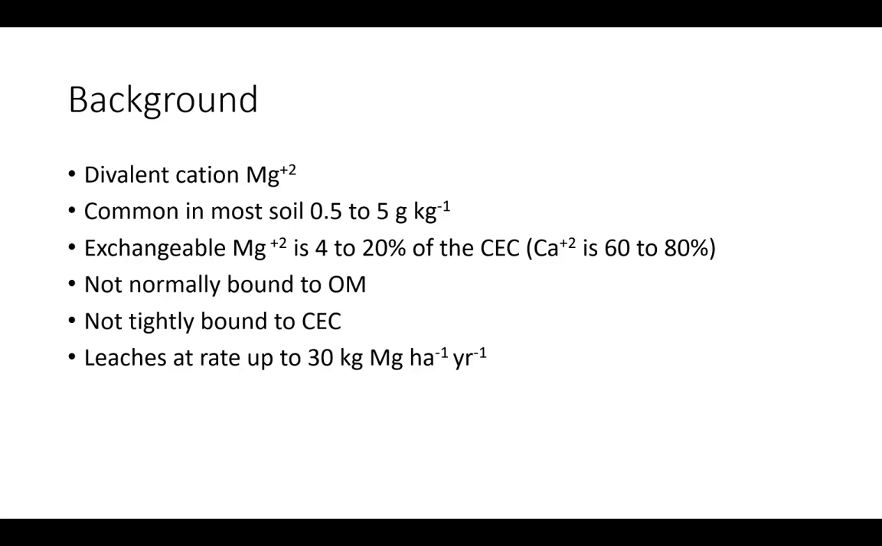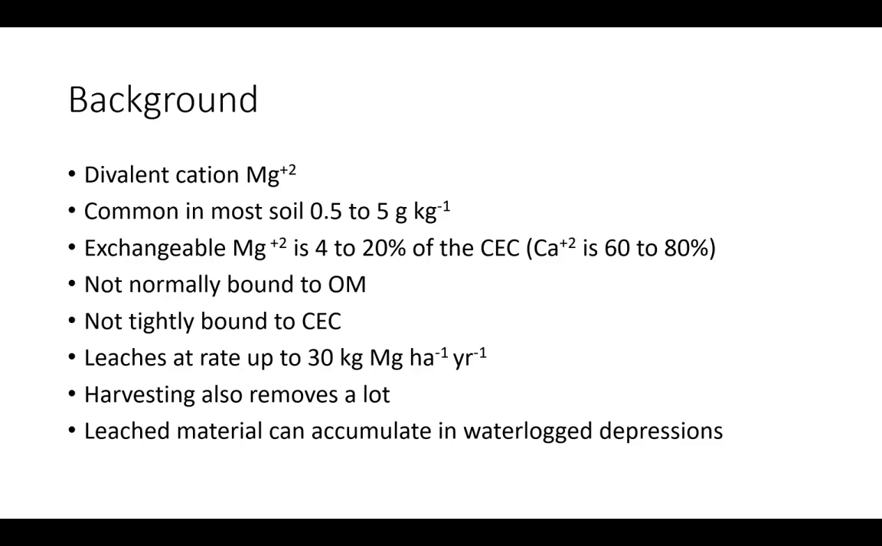It can leach at the rate of up to 30 kilograms per hectare per year. Now, when we think about it, it seems like a large amount because that's getting into the groundwater and doing other things. Magnesium is very important and it's very soluble. Harvesting plant material for consumption also removes a lot of magnesium. One of the interesting things is leached magnesium can accumulate in waterlogged depressions. An area down at the bottom of a hill that becomes waterlogged can accumulate magnesium in it.